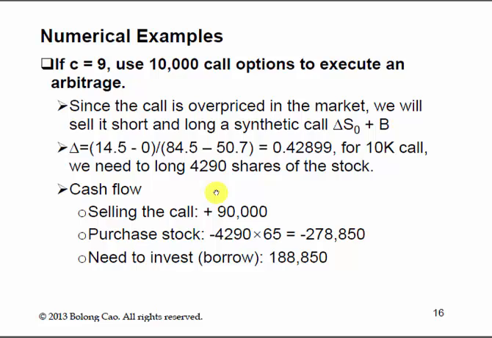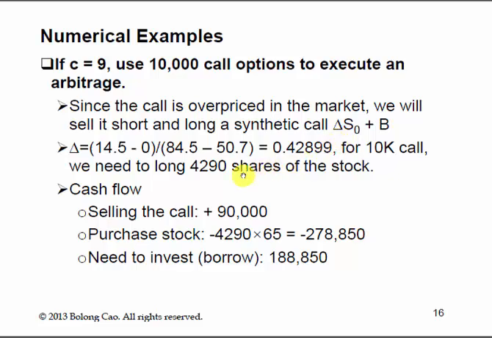Now remember, the call in the marketplace is overpriced. So we are going to sell the overpriced call in the market, and then we have to hedge ourselves because we have sold the call. We will formulate a long synthetic call using delta times S0 plus the borrowing amount, B.